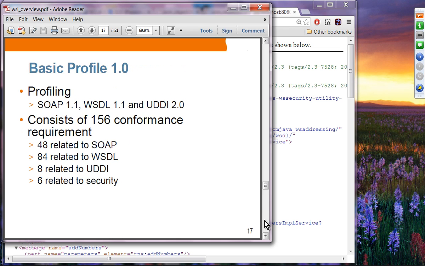All right, as I said before, basic profile 1.0 defines several requirements or rules. 48 of them are relevant to SOAP. 84 rules are relevant to WSDL. 8 are relevant to UDDI, and 6 are relevant to the security aspect.